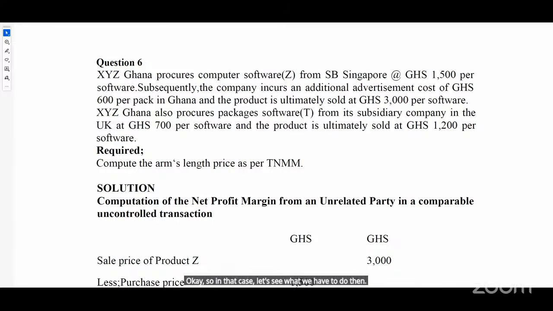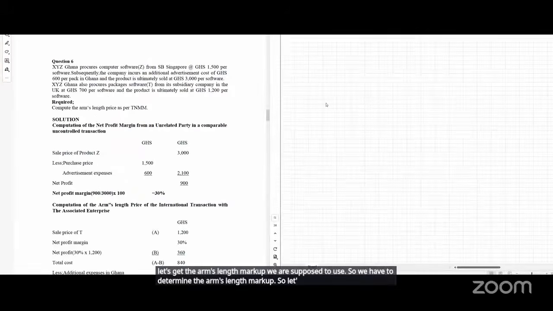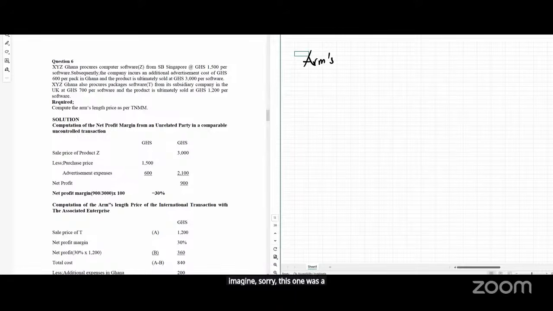So first of all, let's get the arm's length markup we are supposed to use. So we have to determine the arm's length markup. So what's our arm's length net margin, sorry? This one was a resale, so it's a margin. Was it manufacturing, or was it services, or was it a resale? Resale. It was a resale, right? Yes, and majority of the value.